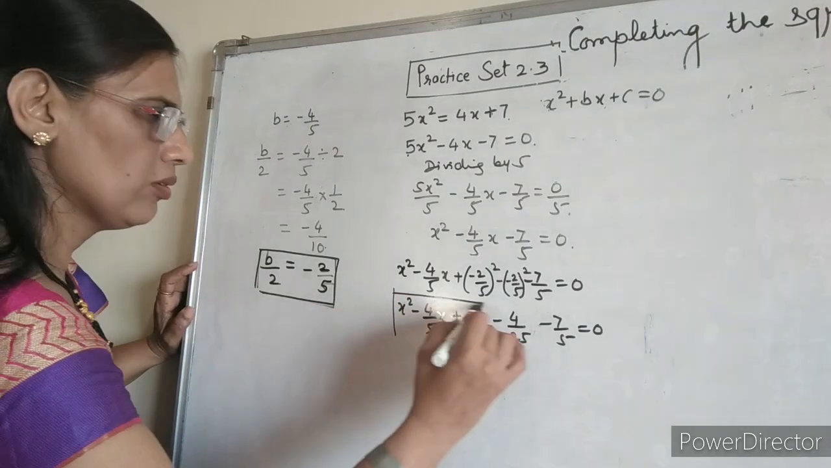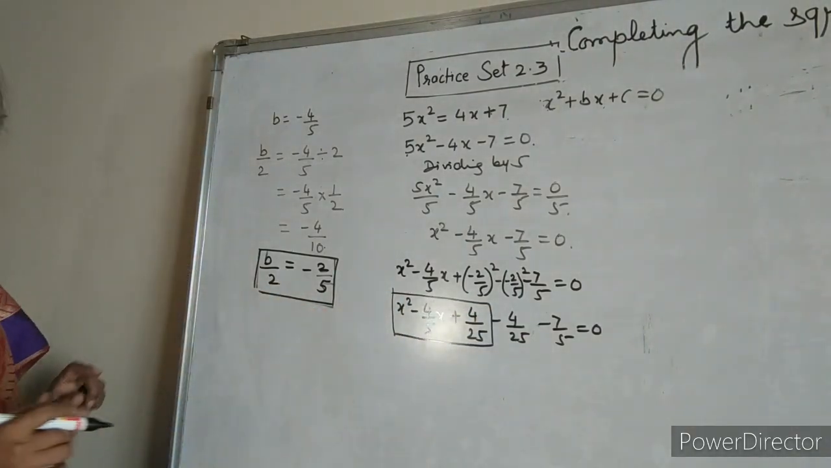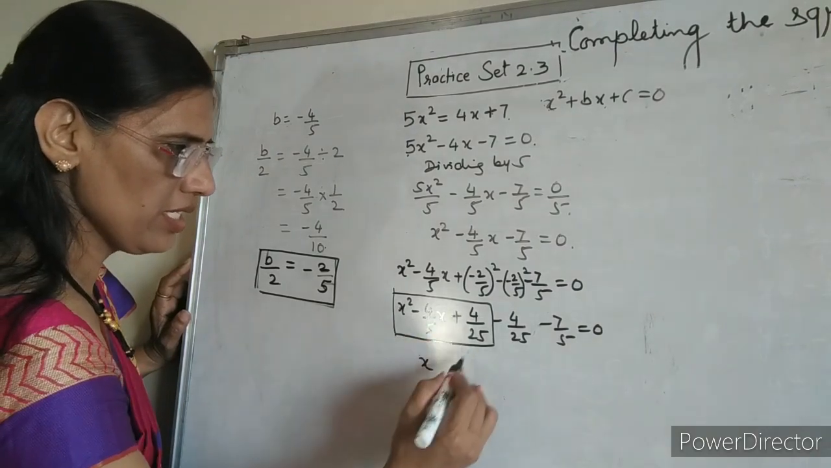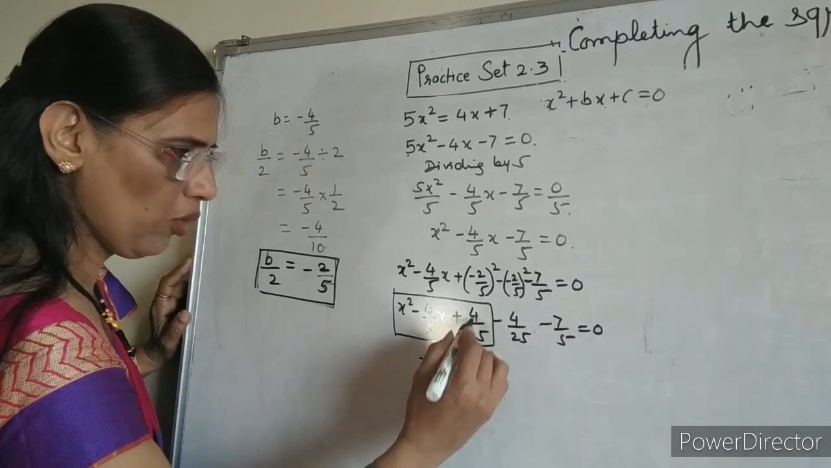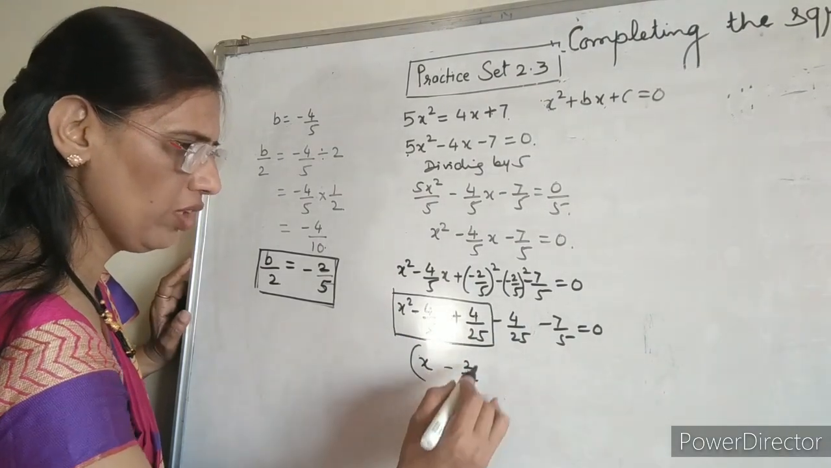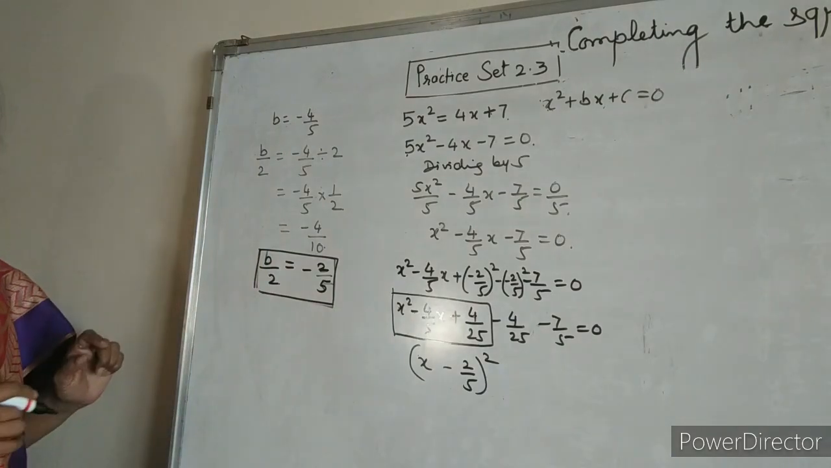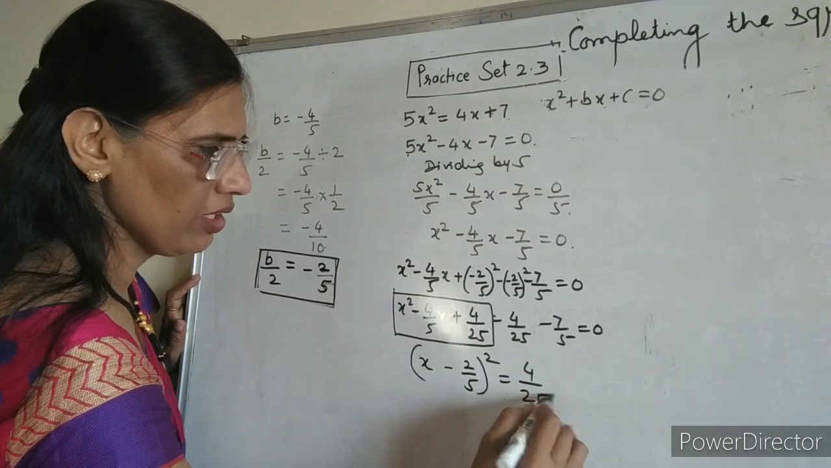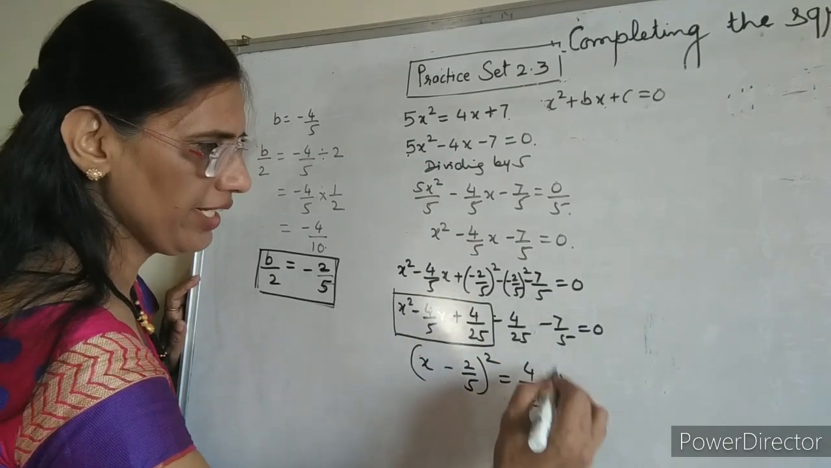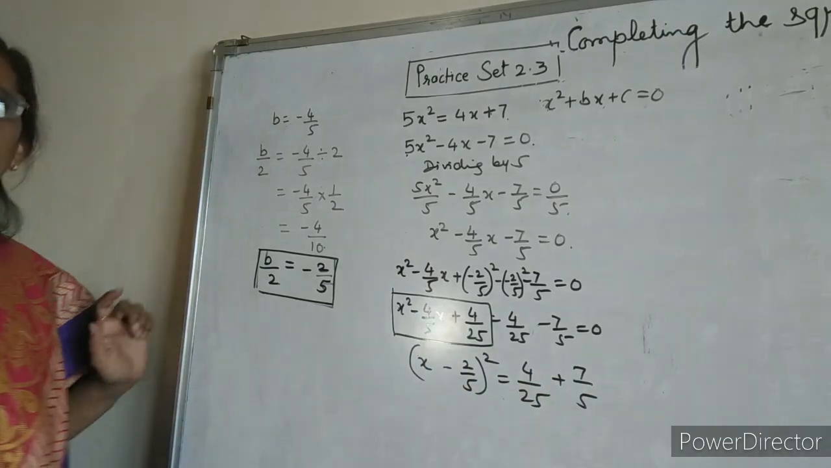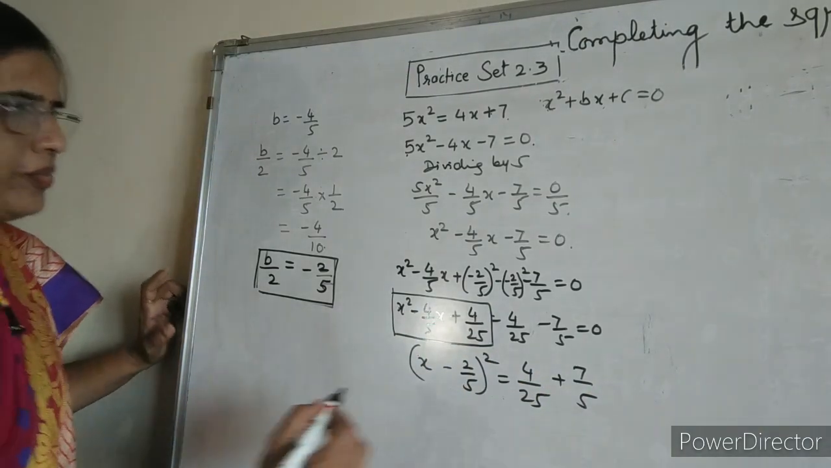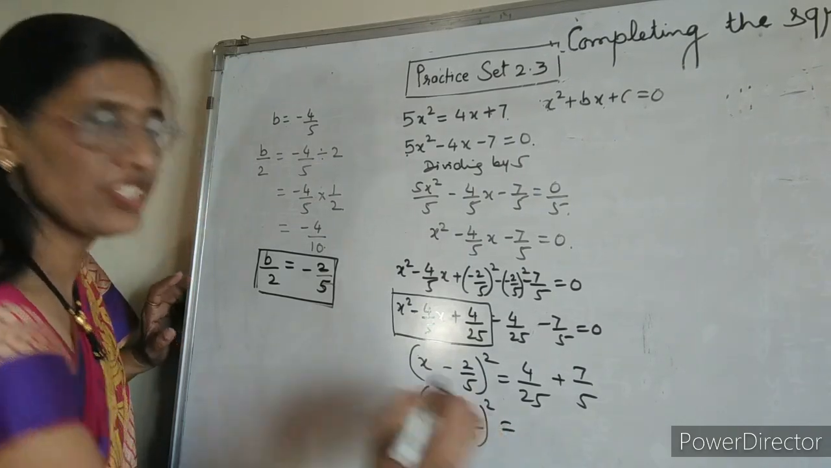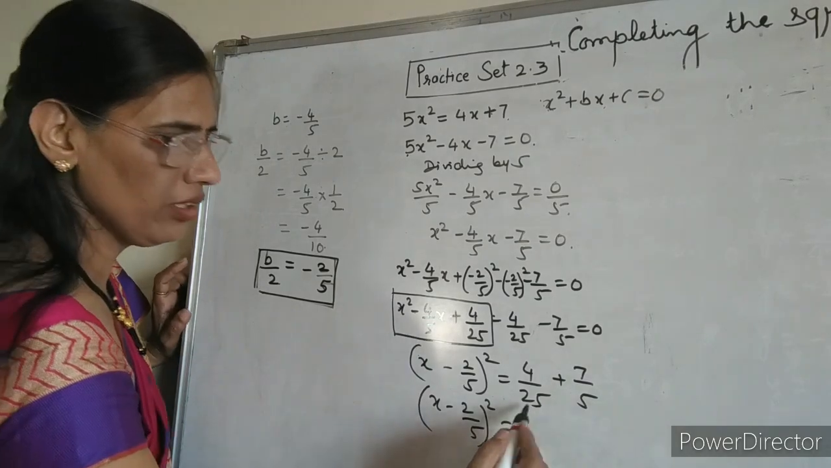And here again the first three terms are a perfect square. X square is square of x, and this is square of 2 upon 5, and middle term is negative, and therefore we will write this as it is. Again here minus 4 upon 25 will be plus 4 upon 25, and this will be 7 upon 5. Now here x minus 2 upon 5 whole square is equal to, see here denominators are not same.